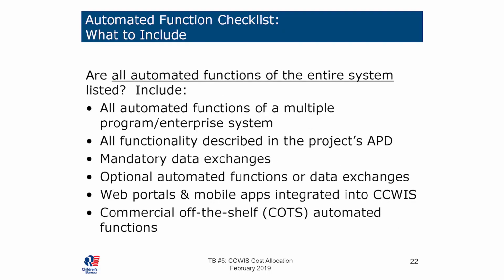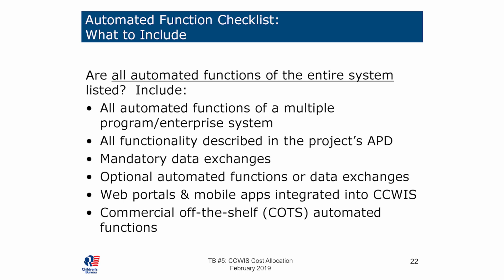When developing your automated function checklist, the first thing to do is to list the automated functions. Now, this may sound straightforward, but it is easy to either overlook something that should be on the list or to mistakenly include something that should not be on the list. You want to make sure to include all automated functions of the system on the checklist. This is pretty straightforward if you have a standalone system. You just list all the automated functions.